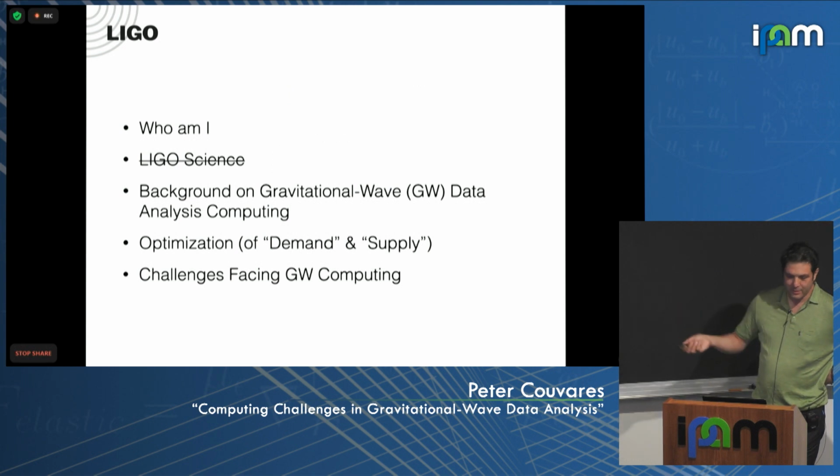First, I'm going to talk a little about who am I. I have some background in LIGO science, but I think between Barry's talk and some of what Marco went over, I can skip past a bit of that. I'm going to give some background on gravitational wave data analysis computing, talk a bit about optimization, very broadly defined, and briefly touch on some challenges facing gravitational wave computing.